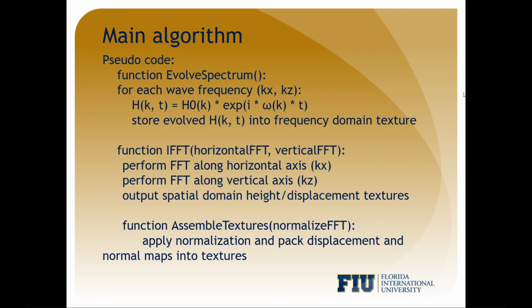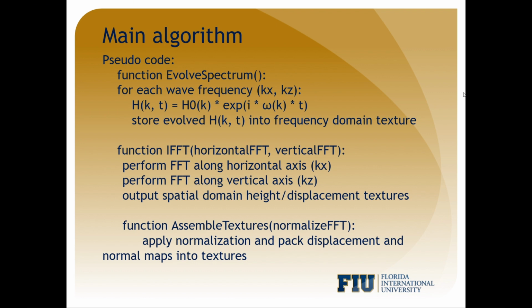Next, we have the inverse fast Fourier transform function. This step transforms our data from frequency space back into real-world spatial coordinates. We apply this function first along the horizontal axis, then the vertical axis, and then the result is the actual height and displacement textures that visually drive the ocean surface.